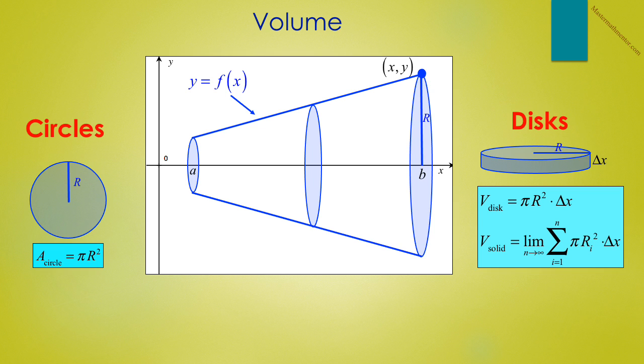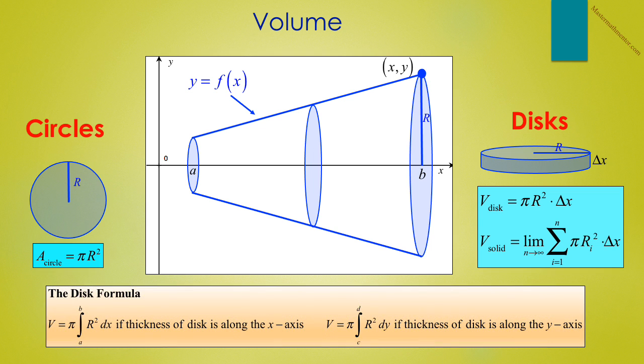And therefore, if we add up all the volumes of our disks, we get the limit as n approaches infinity of the summation i equals 1 to n of pi r sub i squared times delta x. We know that is a Riemann sum and can be written as a definite integral.